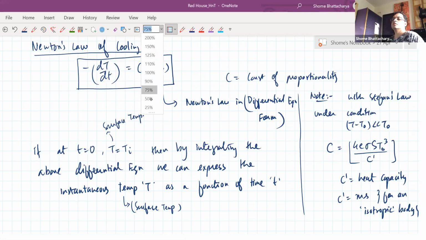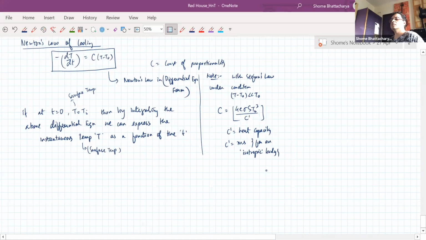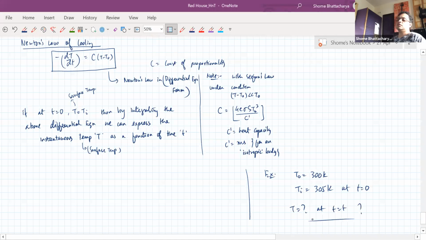Okay. So in our particular example, the surrounding temperature was 300 Kelvin. The initial temperature of the surface was equal to 305 Kelvin at t equal to 0. Now we want to find the temperature at t equal to T.